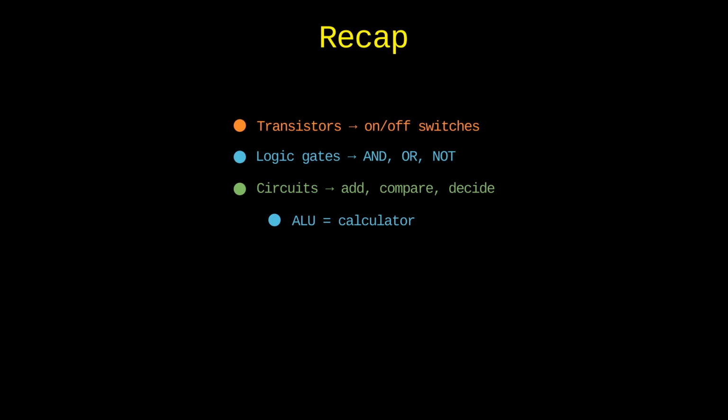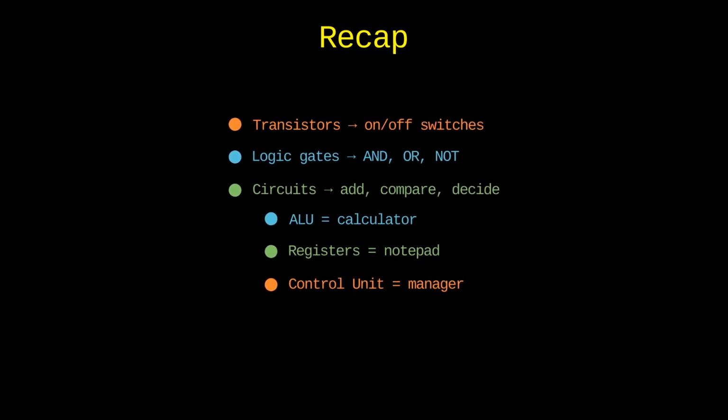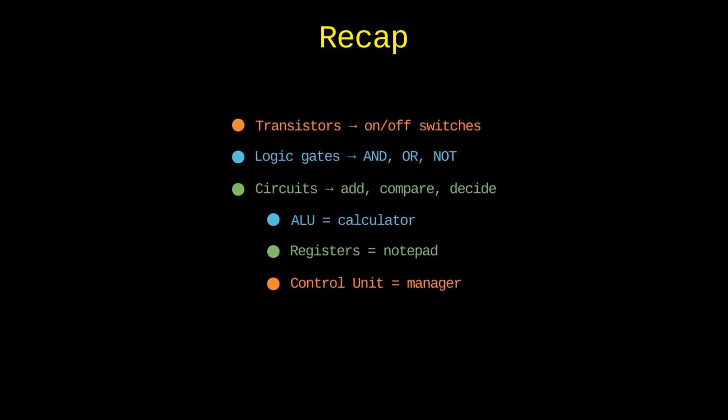Inside the CPU, there are 3 main parts. The ALU is the calculator, it does all the math and comparisons. The registers are the notepad, tiny, ultra-fast storage right next to the ALU. And the control unit is the manager, it runs the fetch-decode-execute cycle and tells everything what to do.